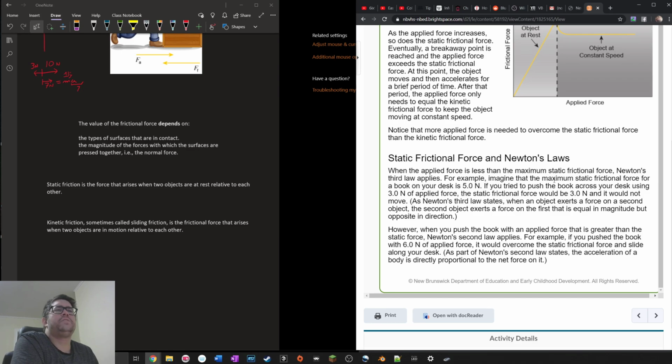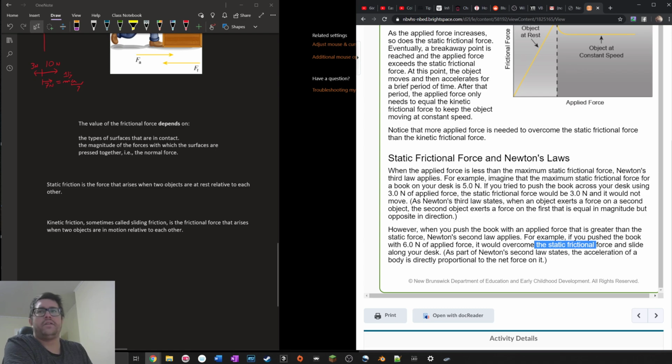For example, imagine that the maximum static force for a book on your desk is 5 Newton. So this means that I can't push the book on my desk unless I push at least 5. If you try to push the book with 3, the static frictional force would be 3, and it would not move. However, if you push the book with an applied force greater than that, say 6 Newton, it would overcome the static force of 5.